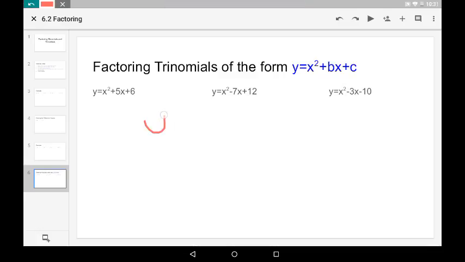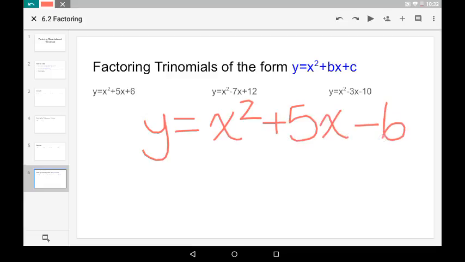Sometimes this won't work. This is the one I was thinking about before. x squared plus 5x minus 6. So now we would have to look at what two numbers multiply to give us negative 6 and add together to give us positive 5. Let's see if something works here. Again, factors of 6 are 1 and 6, and 2 and 3.